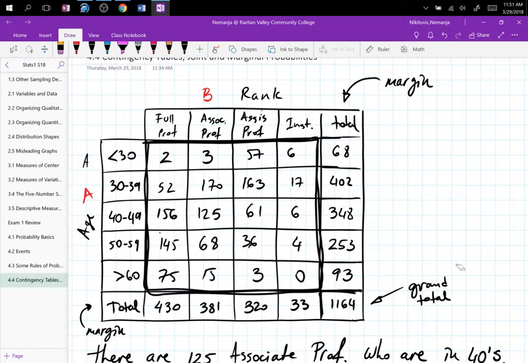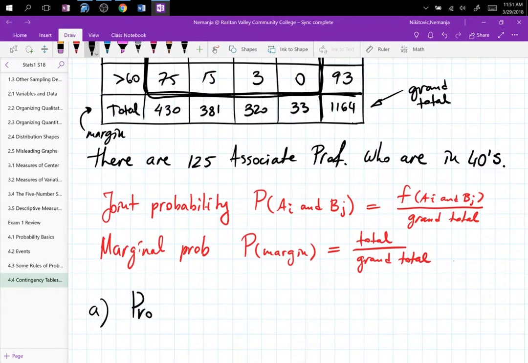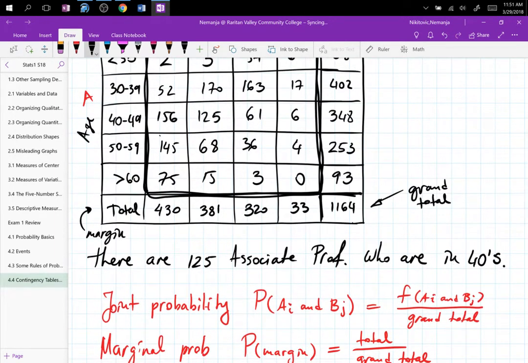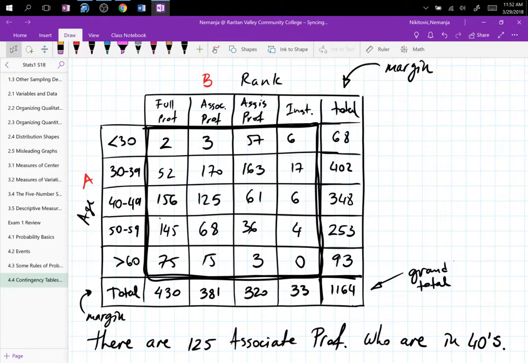It's actually not important to label them as A and B at all, because if I ask you for, well, this is the question now: what is the probability of picking, let's say, instructor in 30s? You see that? Just by saying instructor in 30s, you immediately zoom into the cell, because there is only one cell. So this is why the A_i and B_j don't matter at all. It's just for us to say there is a location somewhere, right? So we have instructor in 30s. You zoom in immediately on 17. Very good, because that's instructor in 30s.